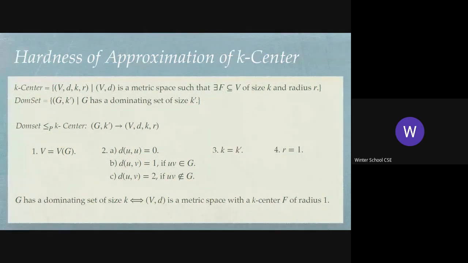Just look at this thing. If you take u and v and they are not neighbors, their distance is 2. So when G does not have a dominating set of size k, there will be no k-center of radius 1, but there will be a k-center of radius 2. So we'll use this observation in a few minutes to prove the hardness of approximation.